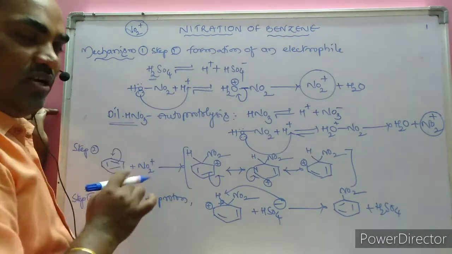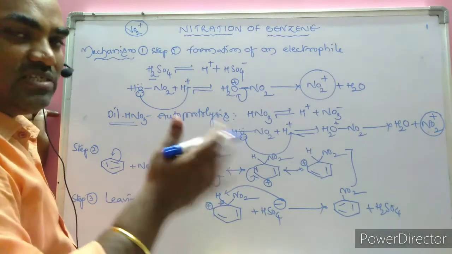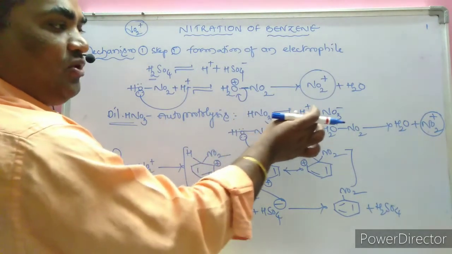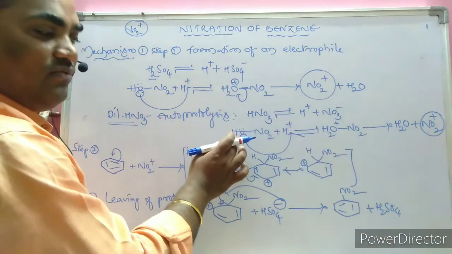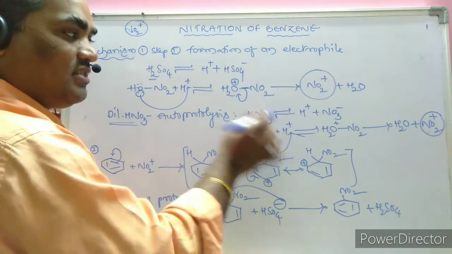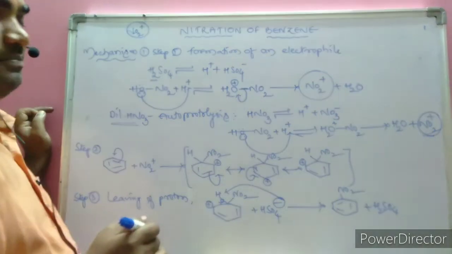The second possibility is that if dilute HNO3 is given, it undergoes autoprotolysis, meaning self-protolysis. HNO3 gives H plus and NO3 minus, and H plus goes to another mole of HNO3. Again, the same thing that took place in the above step happens, and the nitronium ion is generated.